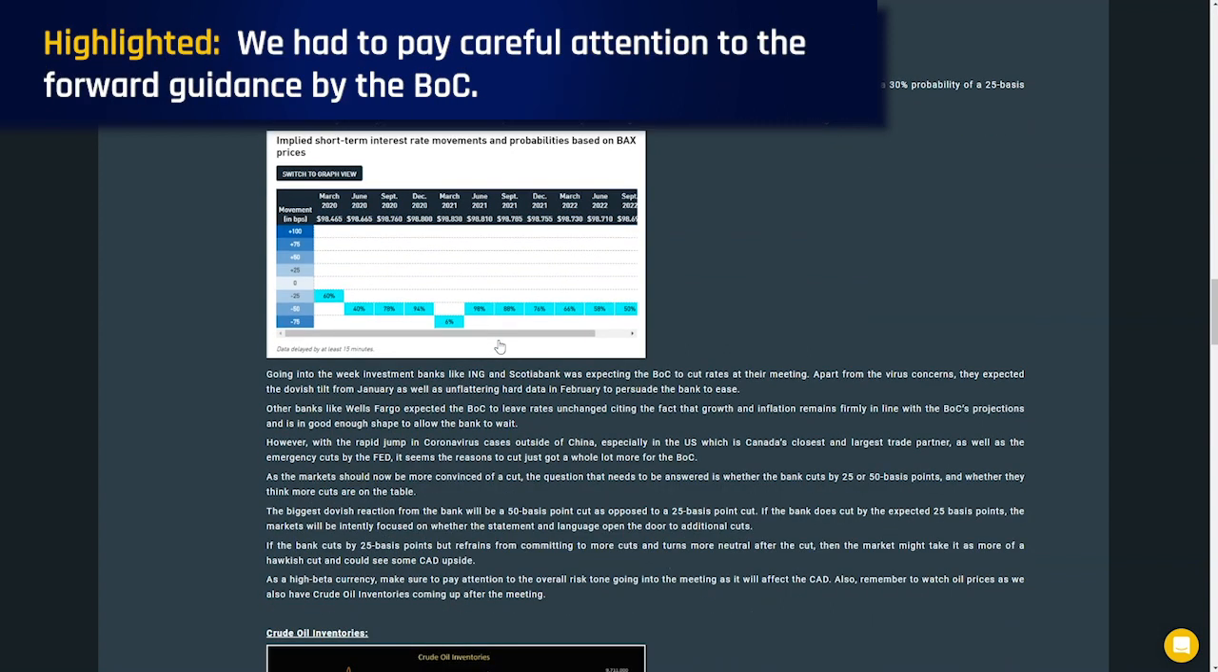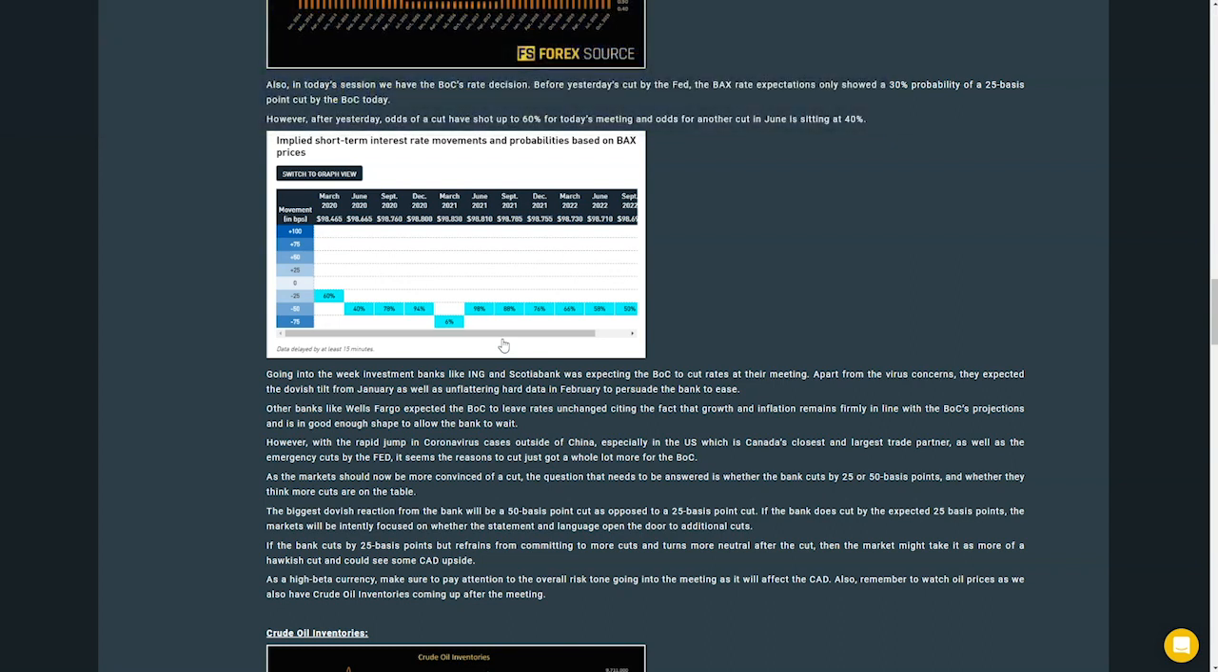We also highlighted that we had to pay careful attention to the forward guidance by the BoC. For example, if they said that this cut was a one and done cut, that would have been taken as a less dovish reaction. And if they signaled that more rate cuts were possible and more were to come, that would have seen a more dovish reaction and more downside in the CAD.